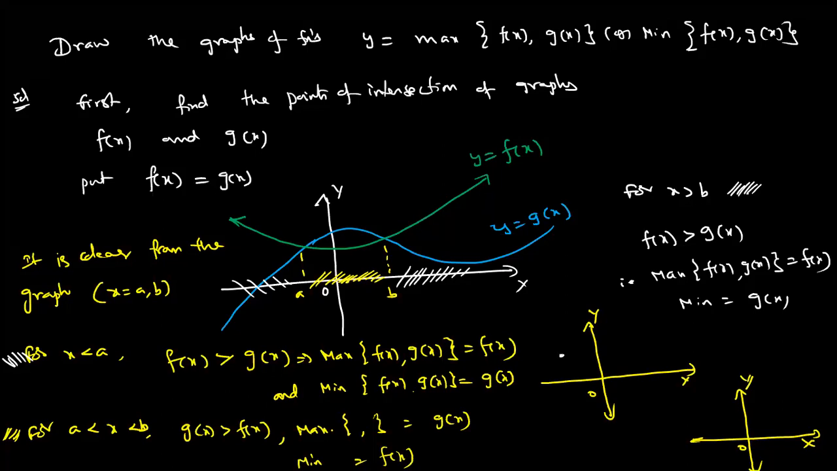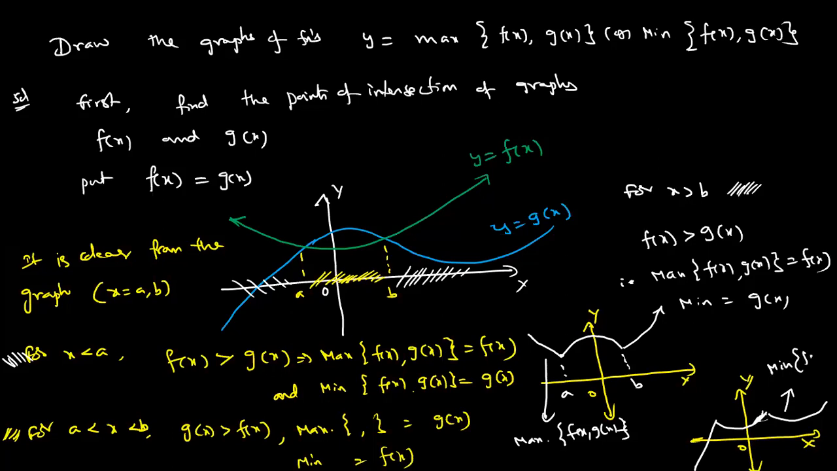From the three cases, what is this? This is the diagram, A, C. So this is called the maximum of f of x comma g of x. Okay. What about the minimum? Say, diagram. The minimum is coming like this. See. So this here, dear students, is the minimum of f of x comma g of x.